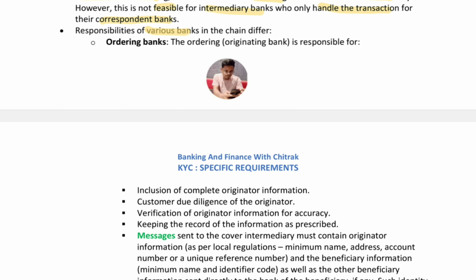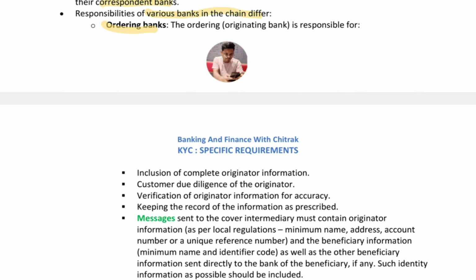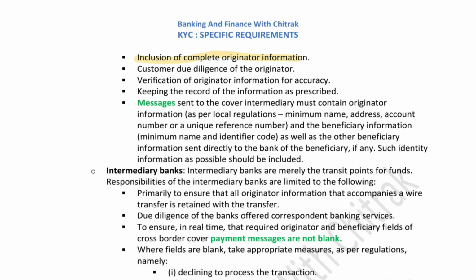Now here it's given different responsibilities of banks in the chain. The ordering bank, that is the originating bank, is responsible for inclusion of complete originator information, customer due diligence of the originator, verification of the originator information for accuracy, and keeping the record of the information. Messages sent to the covered intermediary must contain originator information as per the local regulations, like the name, address and account number or a unique reference number, and the beneficiary information, that is the name and identifier code, as well as other beneficiary information sent directly to the bank of the beneficiary. Such identity information as possible should be included. So these are the responsibilities of the originating bank.